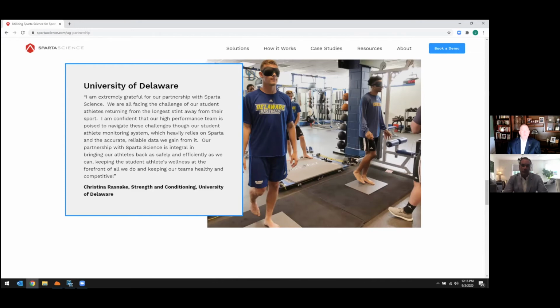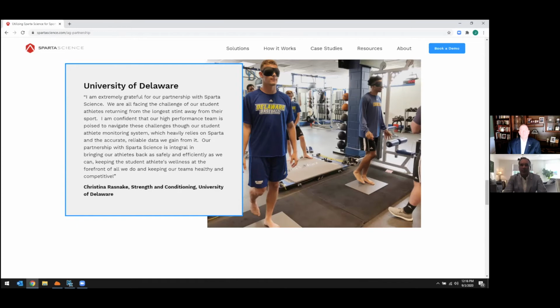So you mentioned University of Delaware scanning their athletes every Monday. That seems like perhaps a huge task. Talk to us a little bit about the time that it takes to scan a student athlete and the scalability of this. Sure. In 5 minutes, you could actually have all three of our scans.